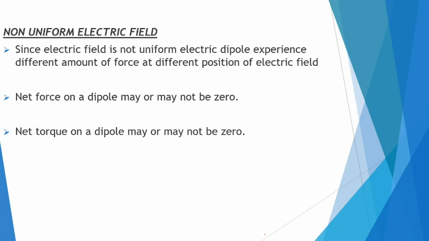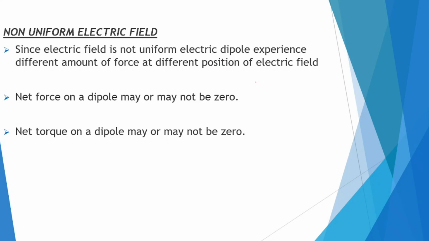Now let's look into non-uniform electric field. So what do you mean by non-uniform electric field? Non-uniform electric field means the electric field is not the same throughout. Maybe the intensity of the electric field at some points will be greater, and the intensity at another point will be less. So it is not uniform throughout. So since the electric field is not uniform, the dipole experiences different amounts of force at different positions of the electric field.